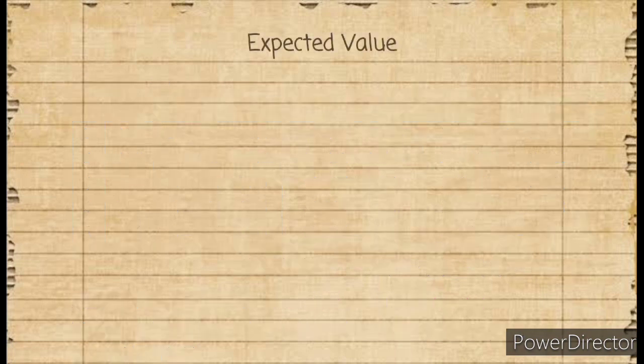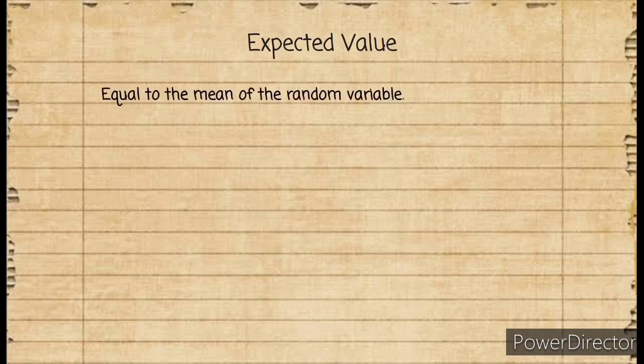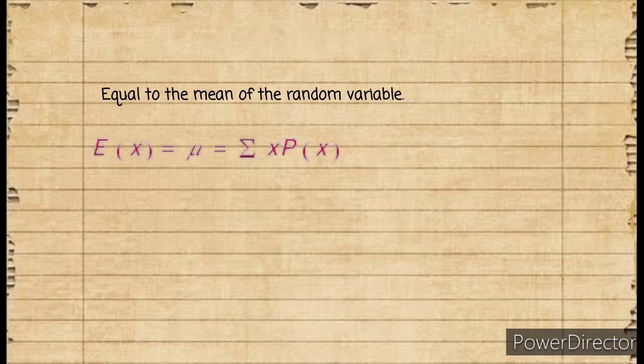Expected value. The expected value of a discrete random variable is equals to the mean of the random variable, such that E of x is equals to the mean, which is equals to the summation of x times the probability of x.